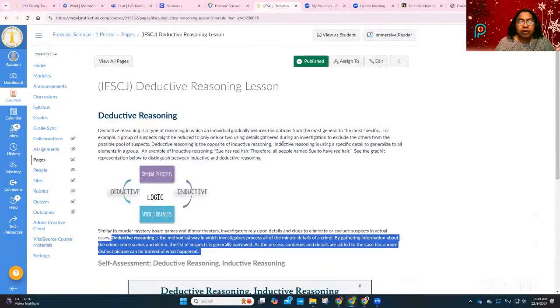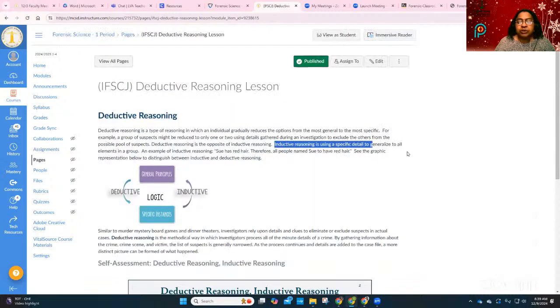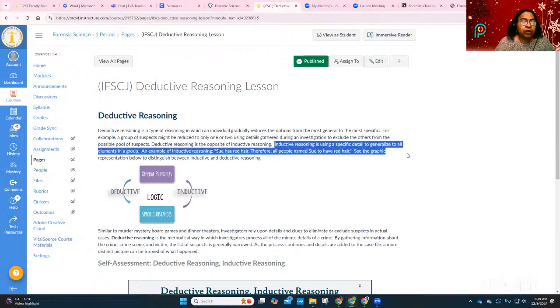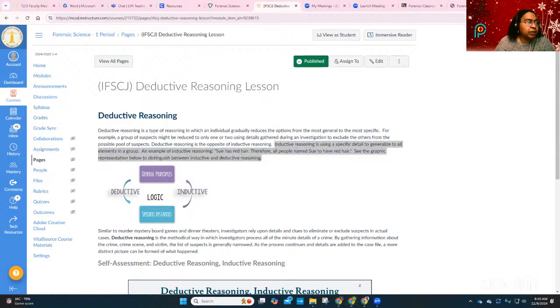Okay, let's come back up here. Inductive is using specific details to generalize all the elements. Sue has red hair, therefore all people named Sue have red hair, and that's not true. So you can't make inductive reasonings about that. So inductive is not as good as deductive, okay? So that's generalizations, and you don't want to generalize. With solving a crime, you want to be as specific as possible.